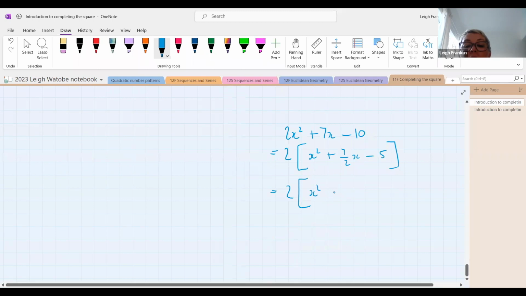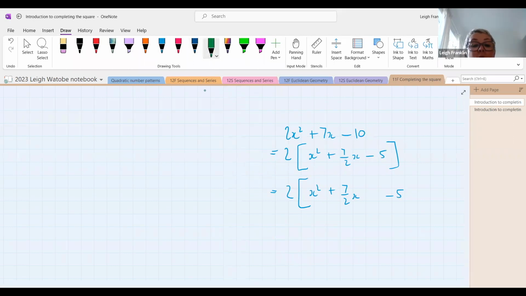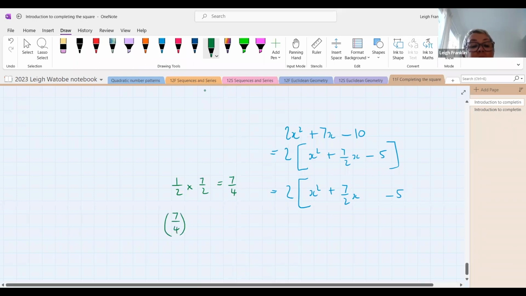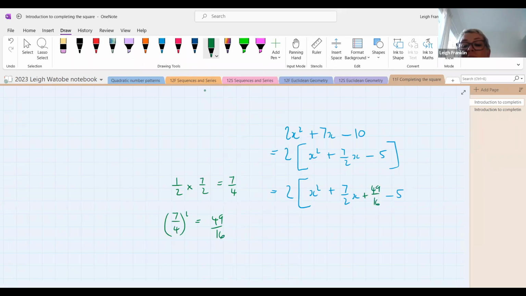So you've got x squared plus 7 over 2x. Then you've got your minus 5 over here. And now we're going to complete the square. So in other words, what we'd be doing is taking half of 7 over 2. So that would give us 7 over 4. And then that's what we need to square. So that would give us 49 over 16. So I would need to add in 49 over 16 here, take 49 over 16 away. Here's my perfect square trinomial.